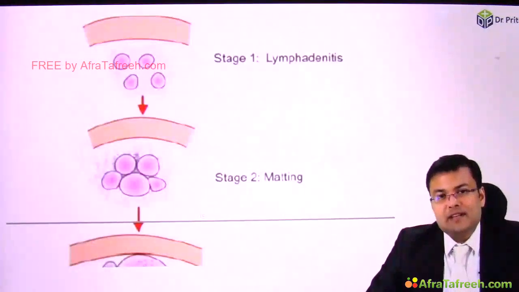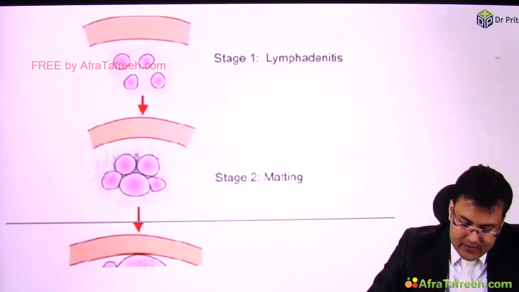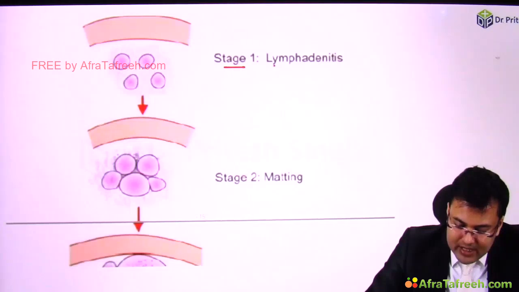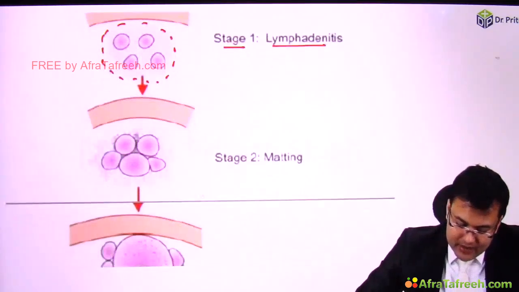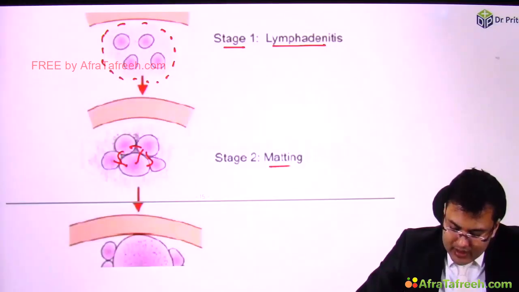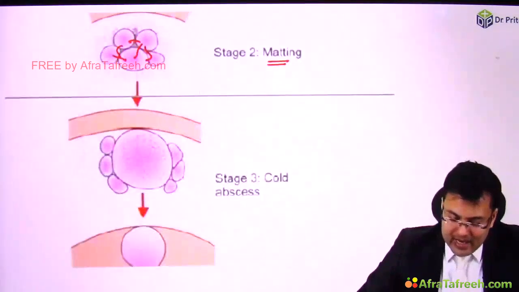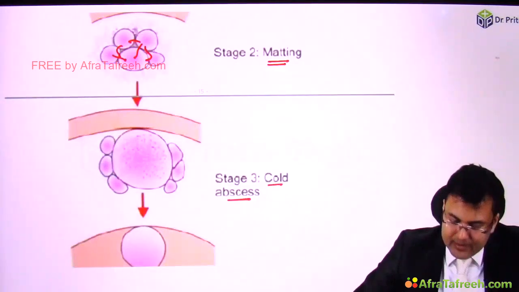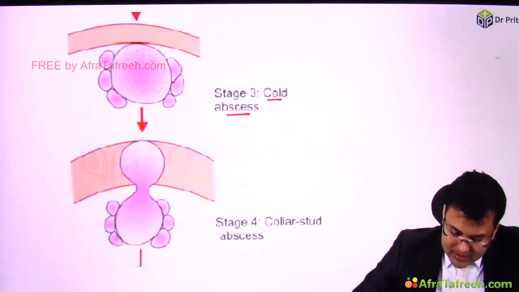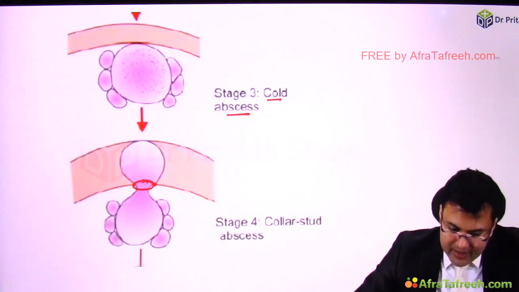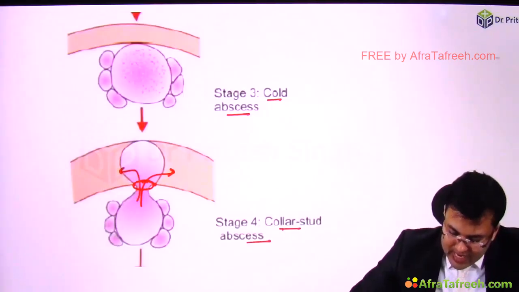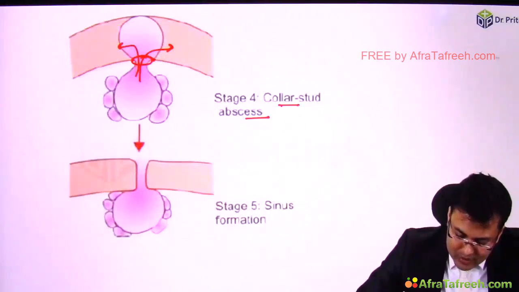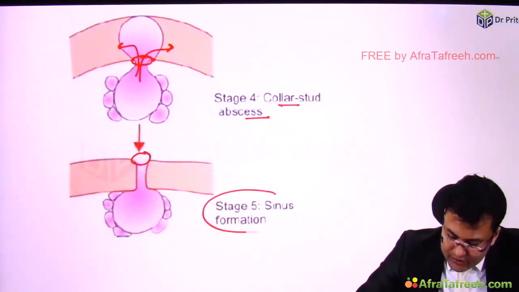So in tuberculous lymphadenitis, see the sequence of events. Can you see these are the lymph nodes? So in stage 1, there is lymphadenitis. After that, can you see there is matting? The lymph nodes become matted, and after that what happens? There is formation of cold abscess, and see this cold abscess ruptures. What happens? There is erosion at one point in the deep fascia, and because of this erosion, there is formation of this collar stud abscess, and ultimately it is going to rupture outside, and there is formation of tubercular sinus.